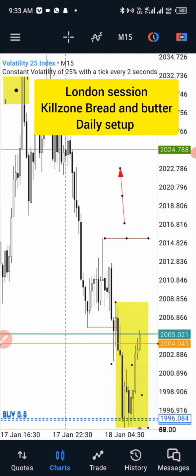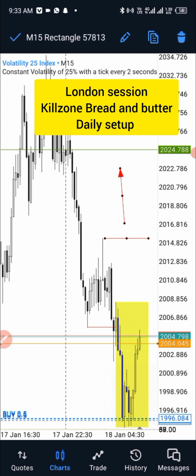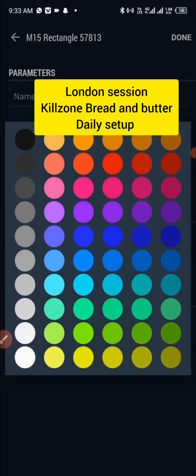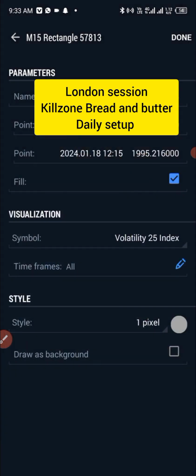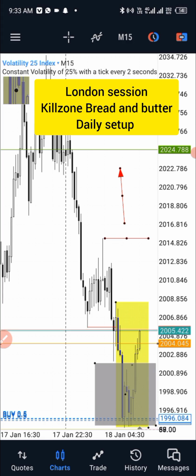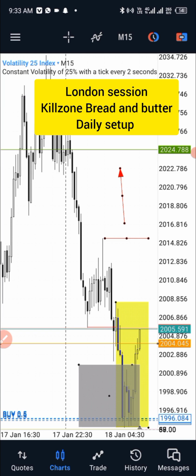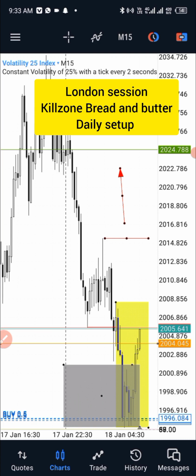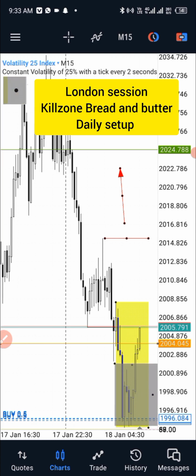Okay, so my daily range is this, right? I have another rectangle here. Let me use this thing. Okay, perfect. So I have my range to be that. That's my daily range. That's my premium, my discount.